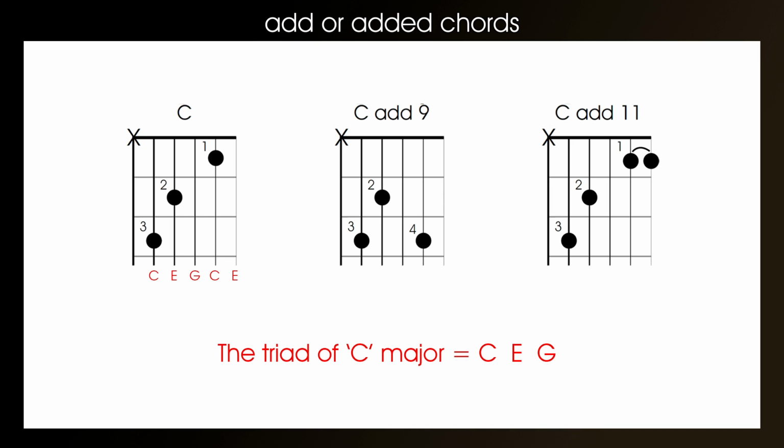Now, if you look at the notes that make up the C add 9 or the C add 11, you'll notice that you've got a complete triad. So none of the notes from the triad that make up the C major chord are missing. And this means when you've added the extra note, you're leaving the major chord structure intact. And this is why these are called add chords.